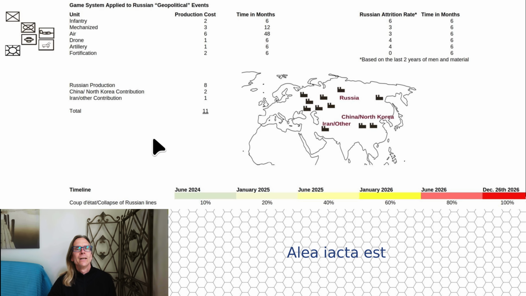Again, this is not a time series autoregression vector model. Rather, it's a back-of-the-envelope calculation, but it's on time-tested game systems that seem to replicate with accuracy historical outcomes. And this system is really based on a production chart, a production cost and time chart of various units the Russians can apply to the front line compared to the attrition rate, the attrit rate. And this is based on 2 years of averages of how they attrit men and material.